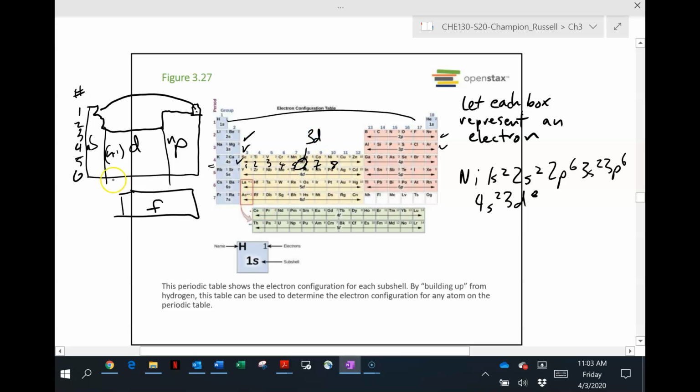And then the F block down here, which comes off here, they're called the lanthanides and the actinides. They come off rows 6 and 7, and here we take that number and subtract 2 from it. So 6 minus 2 gives us the 4F, right? And 7 minus 2 gives us the 5F orbitals. And if you can use the periodic table, and again, that key idea is you're letting each box represent an electron, you can just count up to whatever element you're being asked to do.